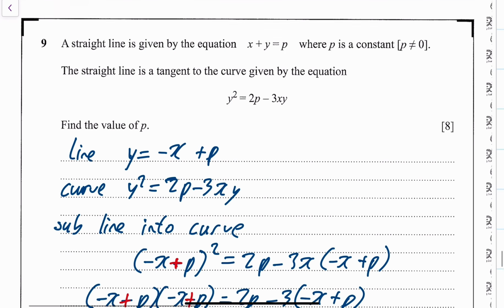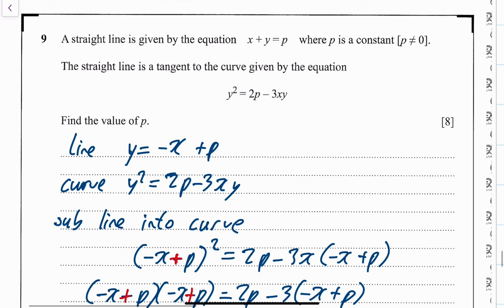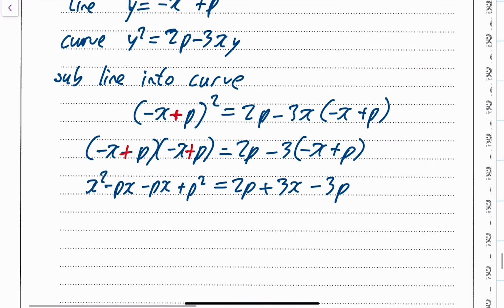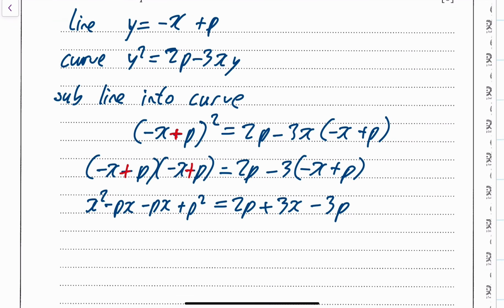Have I even read the question here? I can't remember. The straight line is a tangent to the curve, so we're going to be using the discriminant here. It's going to be a b squared minus 4ac type question. Bring it all to one side, you'll have x squared, and then that's going to be minus 2px. What else have we got? Minus 3x, and then you're going to have your p squared.